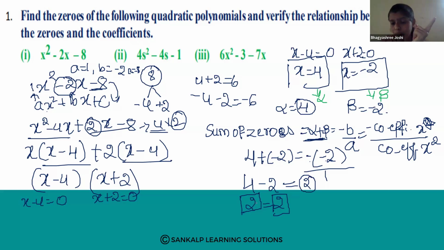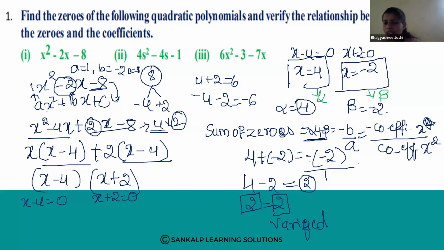And observe both the values, they will match, means both the values are same, therefore it is verified. So let us see this in the case of product. This is in case of sum.